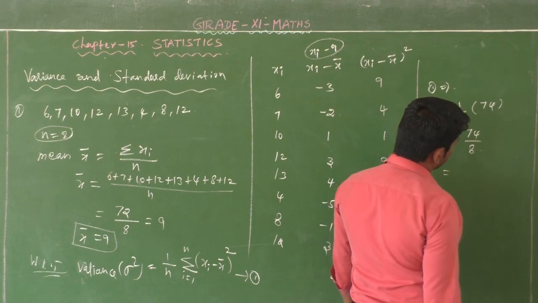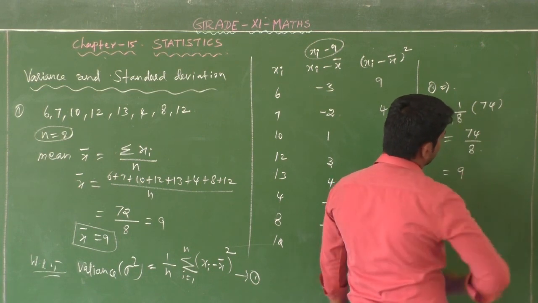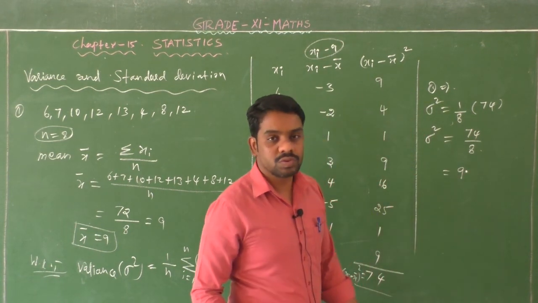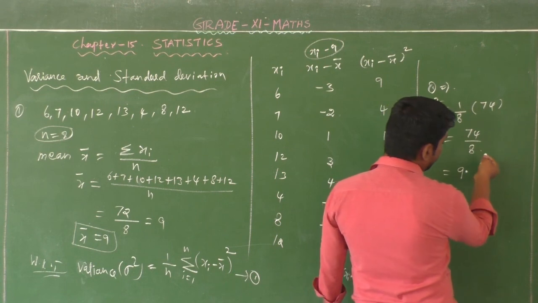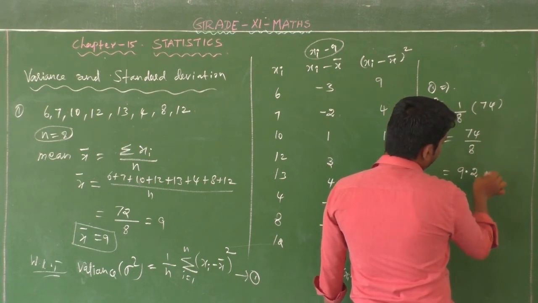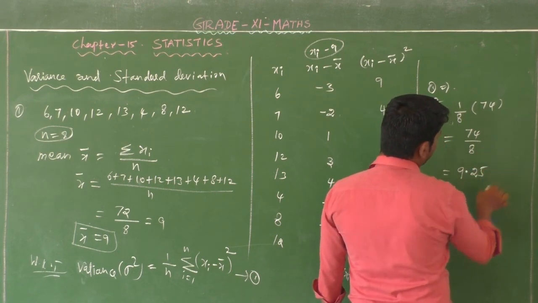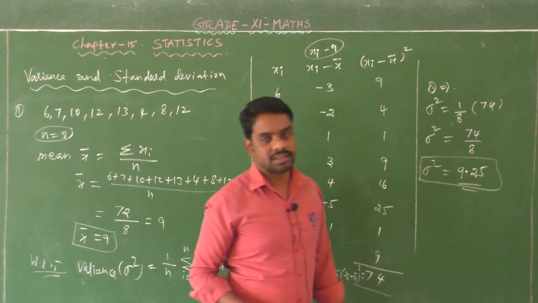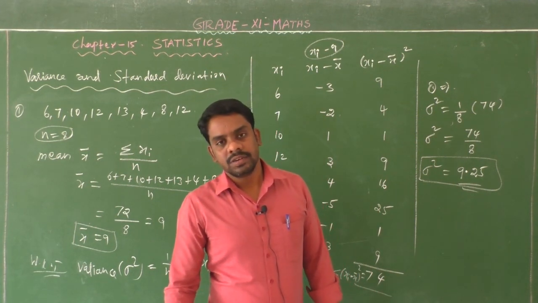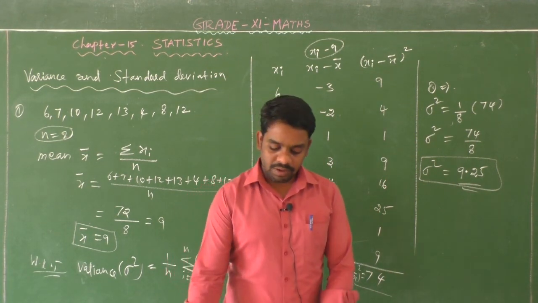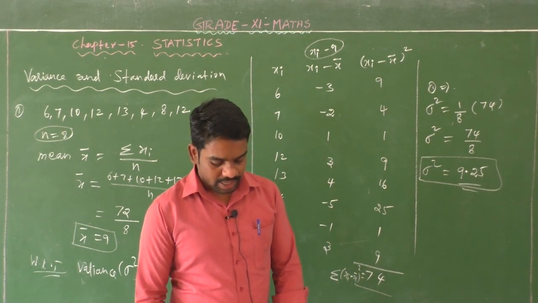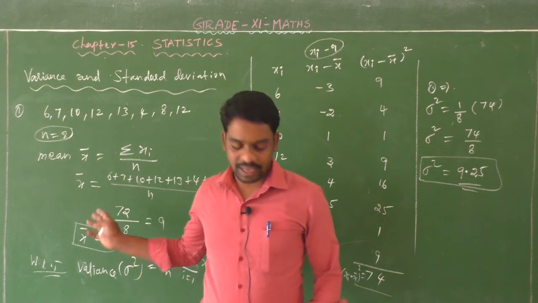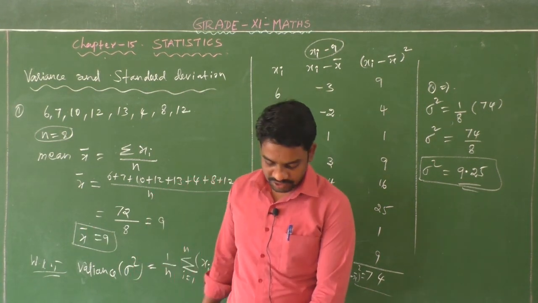74 divided by 8: 9 eights are 72, remaining 2. So 2 is a small number, so 20. 2 eights are 16, remaining 4. 5 eights are 40. So 9.25. So sigma squared is equal to 9.25. Therefore, the mean of the given data is 9 and the variance of the given data is 9.25. Okay, so the first question is over.